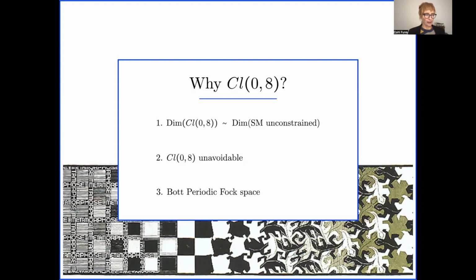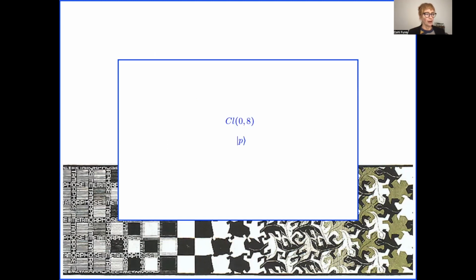Now, a third reason why I find CL8 interesting is because it looks, loosely speaking, like it might give us a natural incarnation of a Fock space. So let's say we can indeed describe a state in the standard model as an element of CL8. And this is what we're going to argue shortly. Then this would count as a one-particle state.